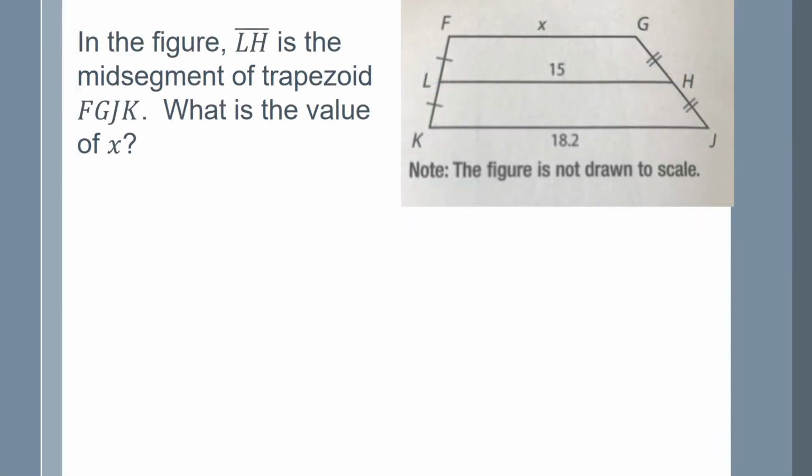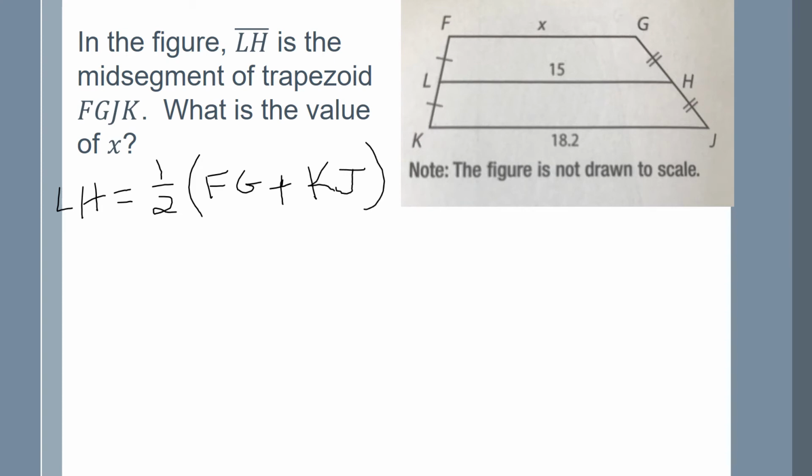All right, so here we have this figure. Segment LH is the midsegment. They're telling us this, and they want to know the value of x. We have to keep in mind that no matter what, the value of LH is going to equal 1/2 of FG plus KJ.